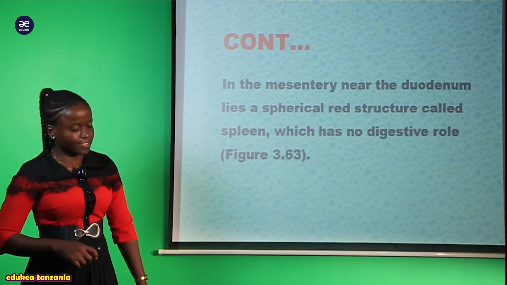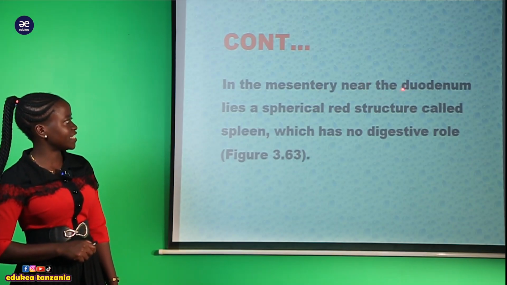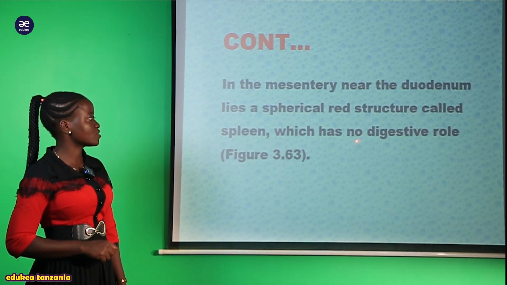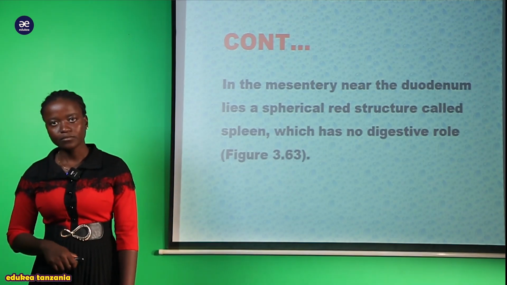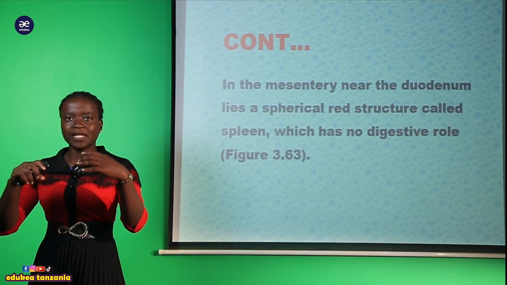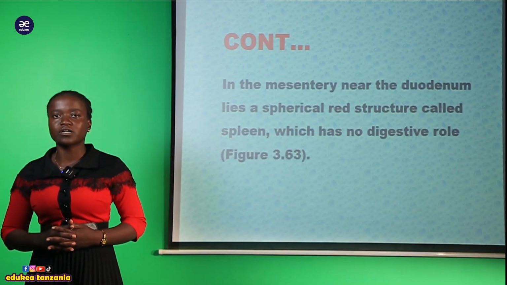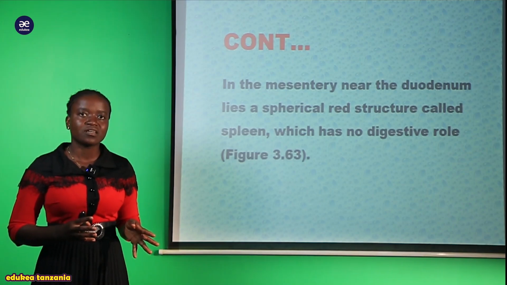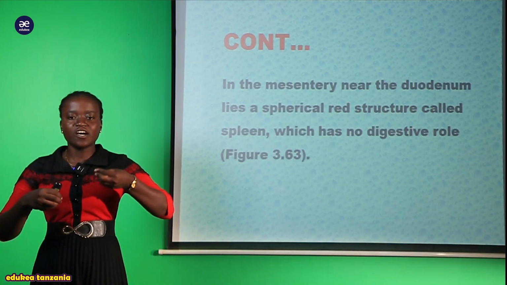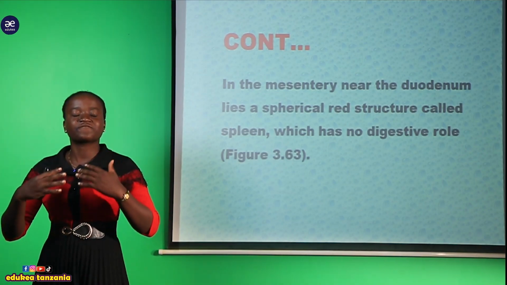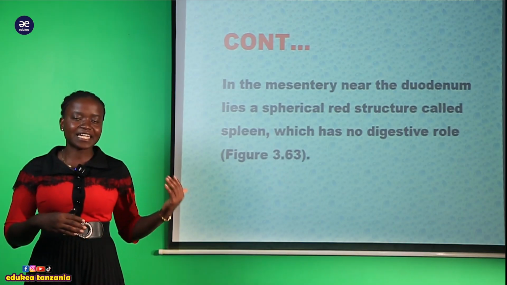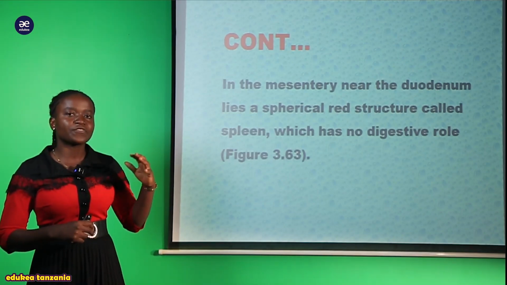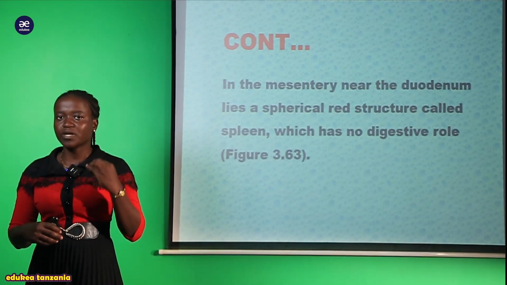And also we can say that in the mesentery near the duodenum lies the spherical red structure called the spleen, which has no digestive role. So the spleen, which is found within the frog, is a vestigial organ. What does that mean? Vestigial organ meaning that hiyo spleen inakuwa haina kazi yoyote ndani ya hawa organism ambao tunawaita frog. So within the frog also there is presence of a spleen.